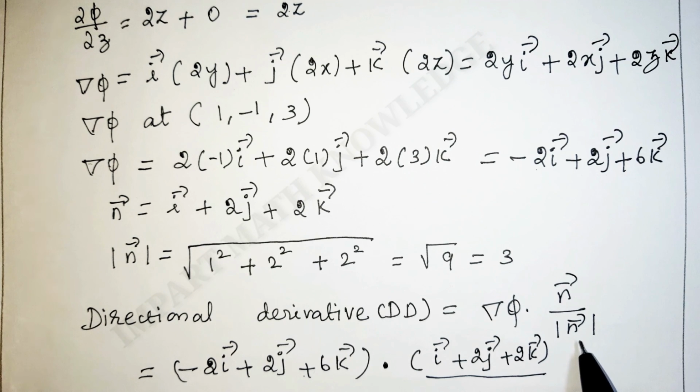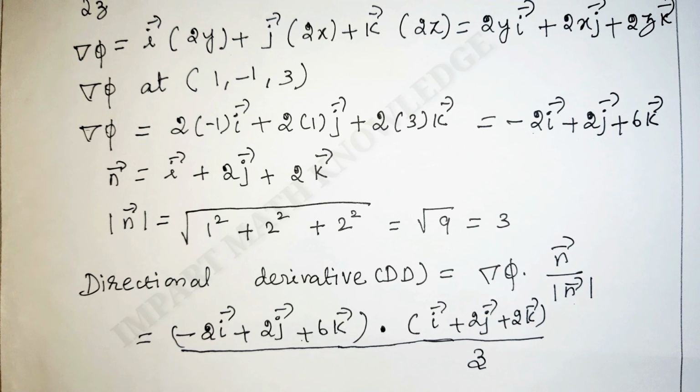Divided by modulus of n vector. N vector value is 3. You multiply i term with i term, j term with j term, and k term with k term, because i vector dot i vector, j vector dot j vector, and k vector dot k vector is equal to 1. Other terms are 0.